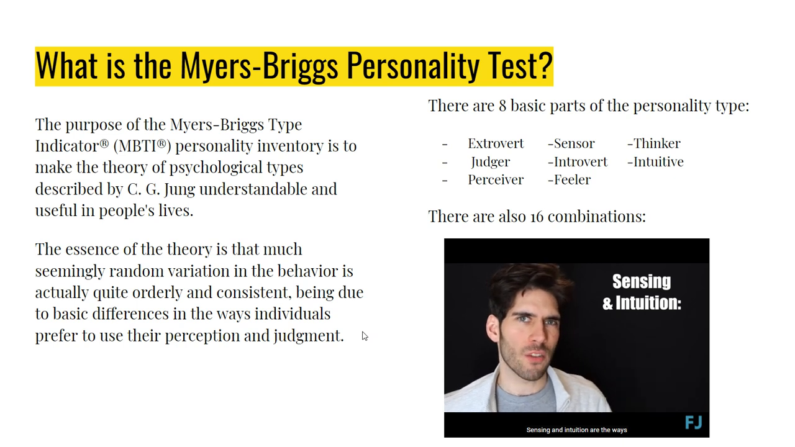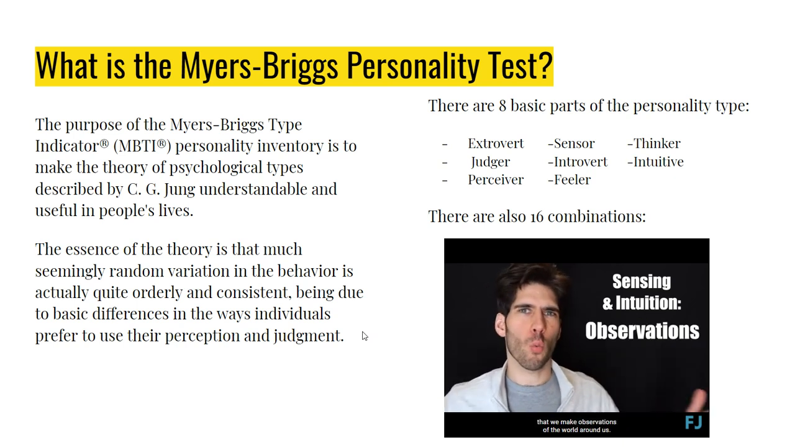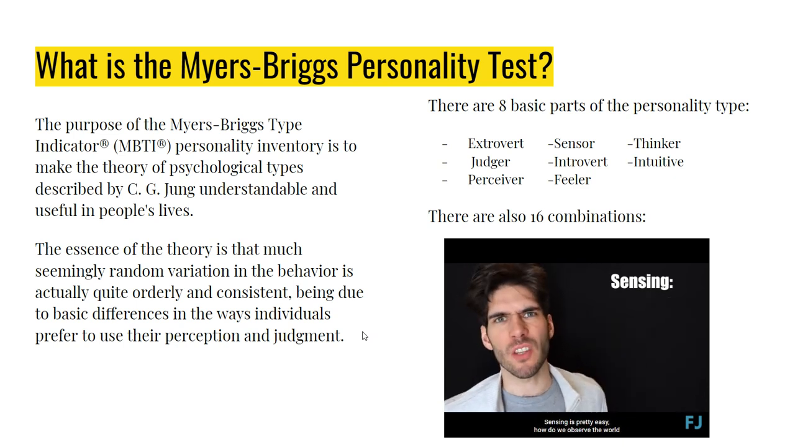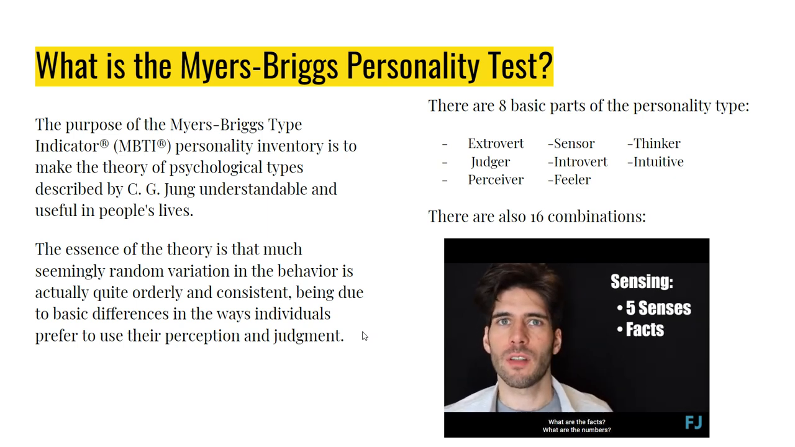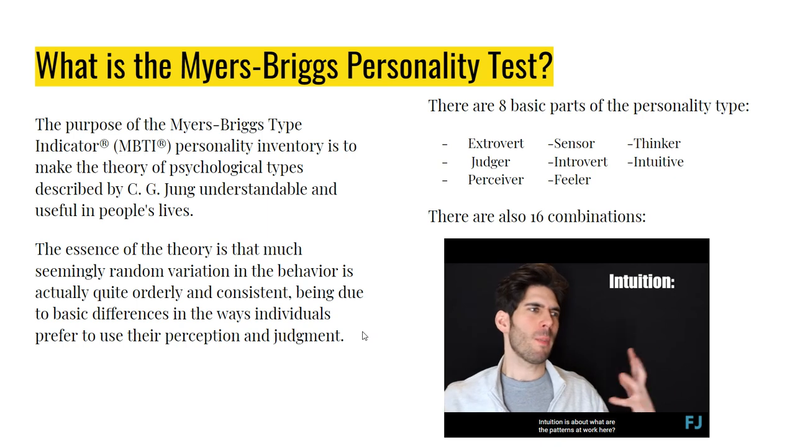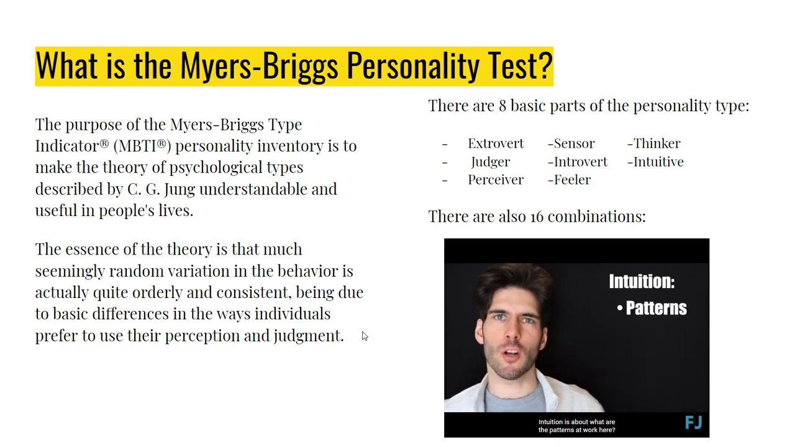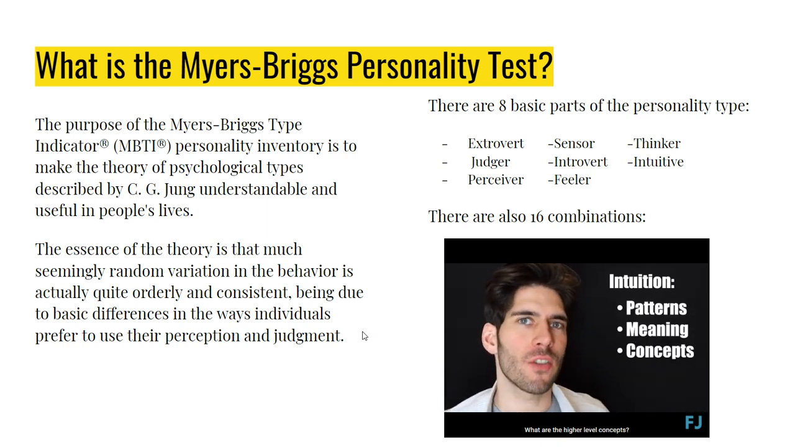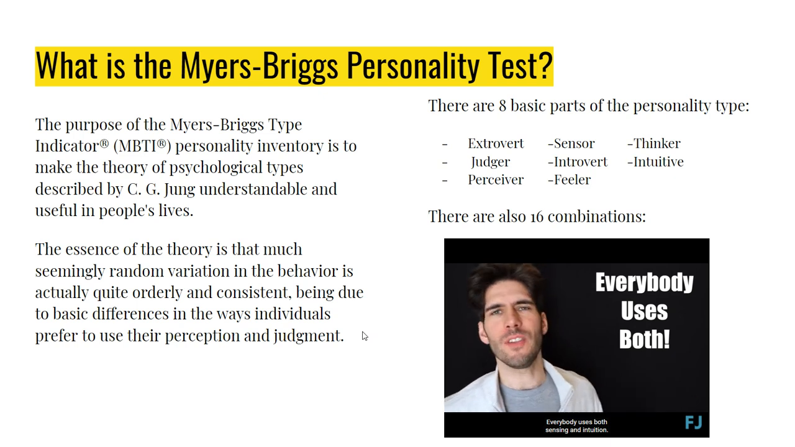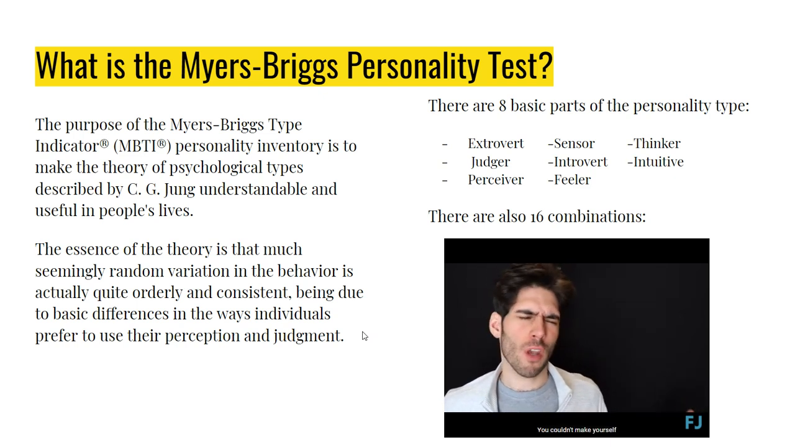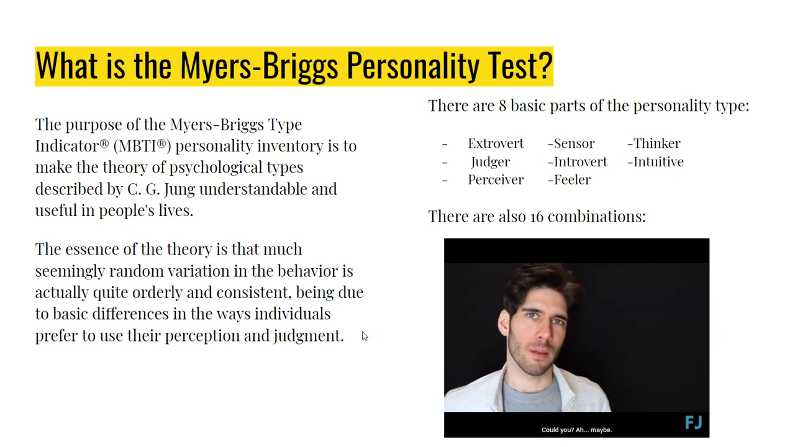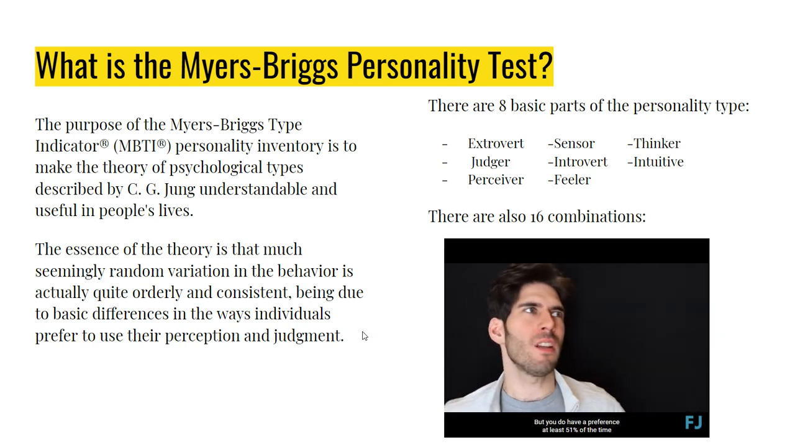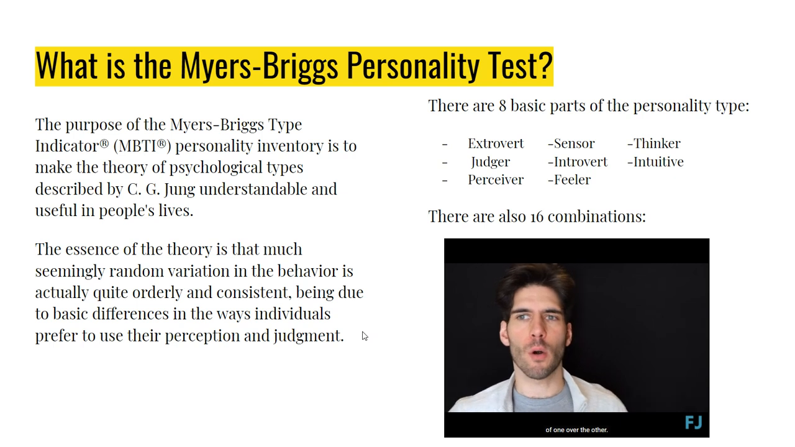Sensing and intuition are the ways that we make observations of the world around us. Sensing is pretty easy. How do we observe the world with our 5 senses? What are the facts? What are the numbers? Intuition is about what are the patterns at work here? What are the higher level concepts? Everybody uses both sensing and intuition. You couldn't make yourself a ham sandwich for lunch without both. Could you? Maybe. But you do have a preference at least 51% of the time of one over the other.